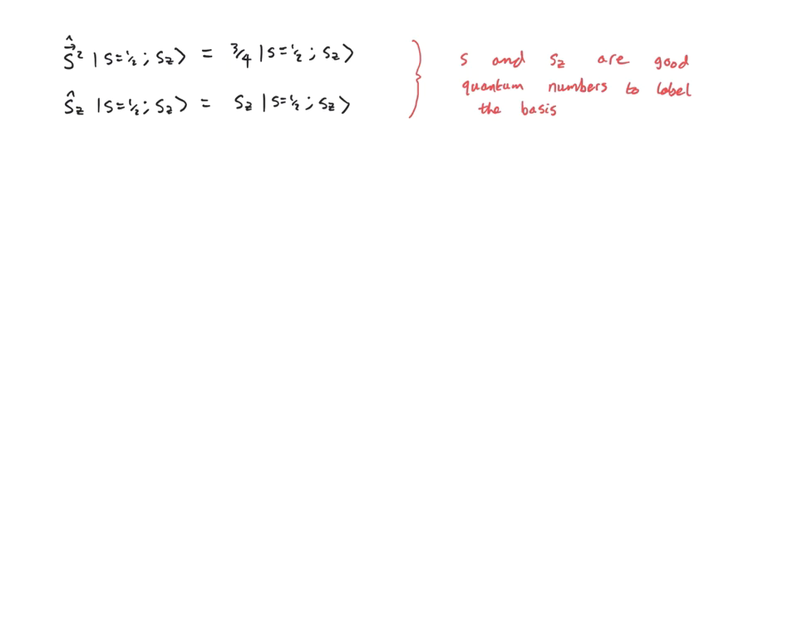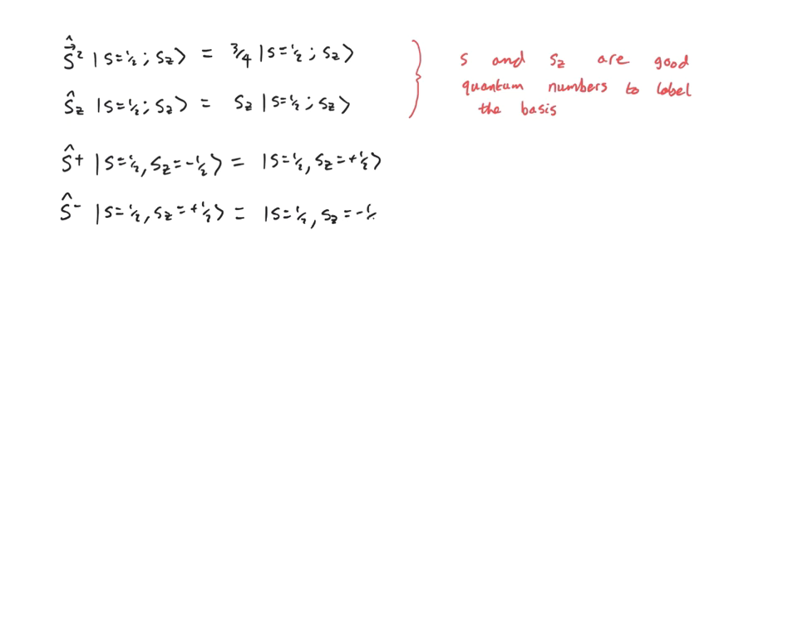What about the raising and lowering operators? Well, let's act on our state S of a half and Sz is minus a half with the raising operator S plus. In that case, we simply get S equals a half and Sz is equal to plus a half. It raises the Z component of the spin by 1 unit. Similarly, we can apply the lowering operator to the S equals a half, Sz equals plus a half state, and this will give us the S equals a half, Sz equals minus a half state, thereby lowering the Z projection of the spin by 1 unit. Notice in both cases that we don't change the spin of the electron, that remains S equals a half, of course, we just change the Z component.